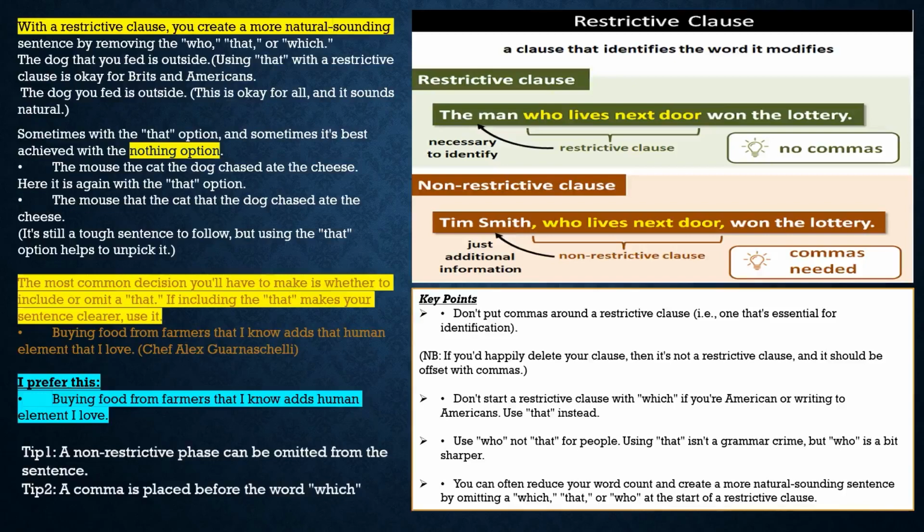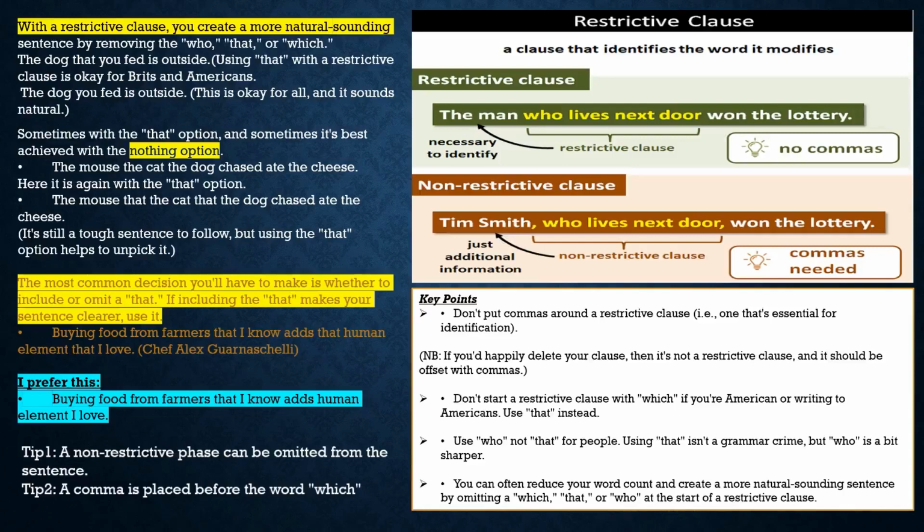That's essential for identification. Remember, if you would happily delete your clause, then it's a non-restrictive clause. It's not a restrictive clause, and should be set off with commas. Don't start a restrictive clause with which. If you are American or writing to Americans, use that instead.